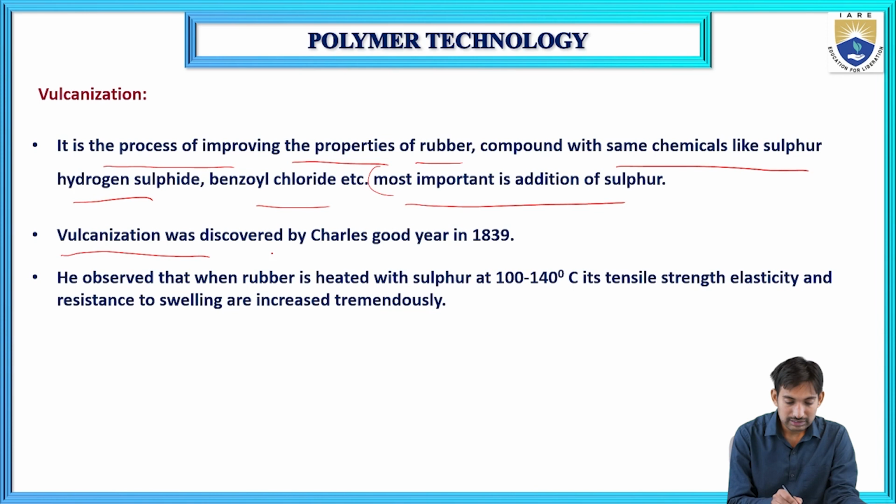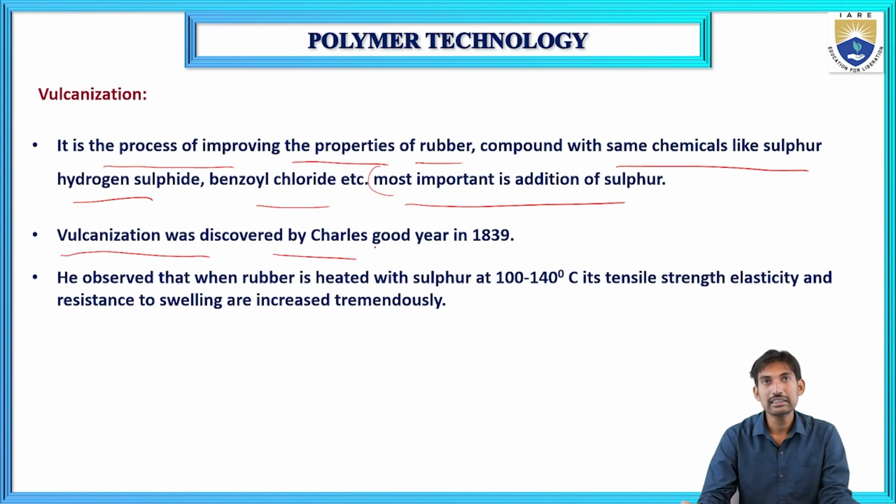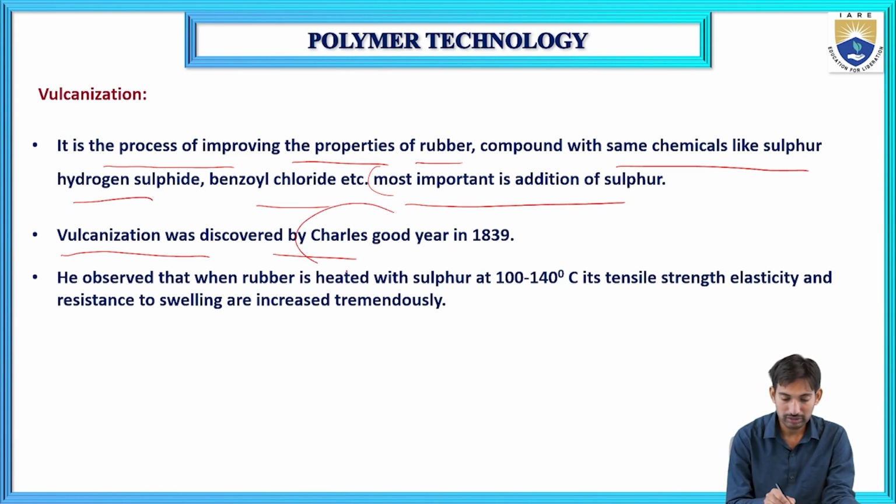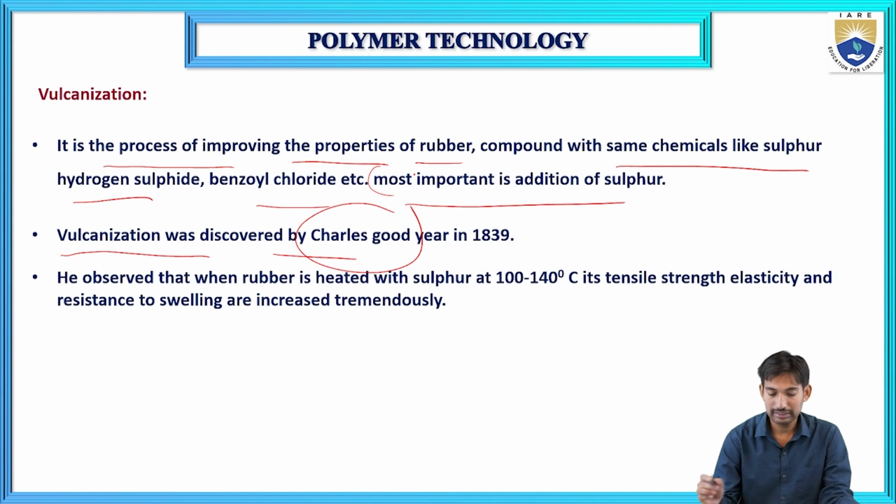Vulcanization was discovered by Charles Goodyear in the year 1839. The scientist's name is Charles Goodyear. In 1839, he discovered the vulcanization process.